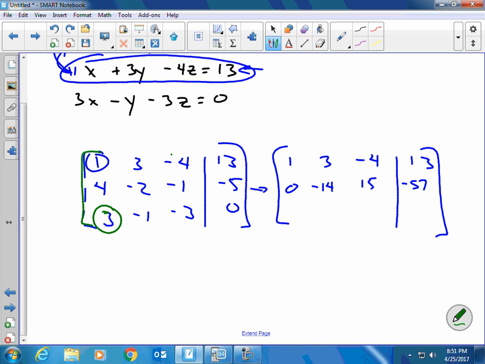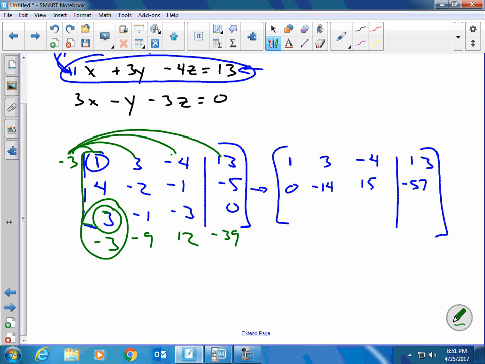What do I have to multiply the 1 by to add to 3 to make it a 0? A negative 3. Bottom row is kind of nice. I have a place to put that. Multiply the top row by that number. Add that to the third row. Negative 3, positive 3 is 0. That's what I wanted. Negative 9, negative 1 is a negative 10. 12 minus 3 is 9. Negative 39, 0, negative 39.